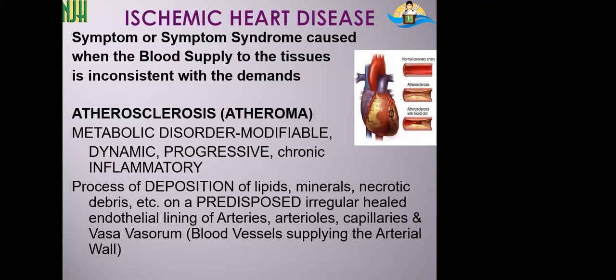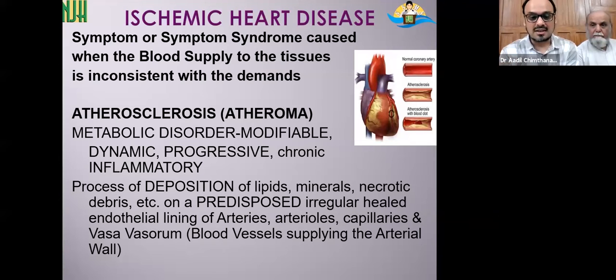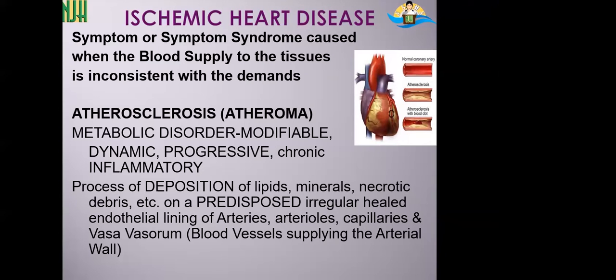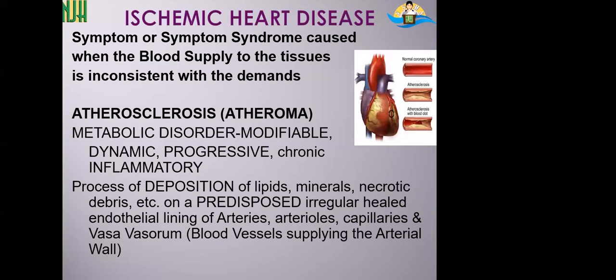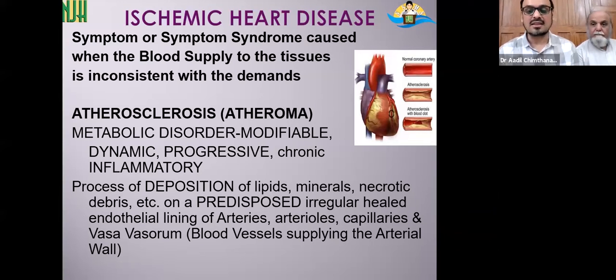Now vasa vasorum is, vasa means blood vessels. Vasorum is again a blood vessel. So a blood vessel supplying the blood vessel. So the aorta itself needs blood supply. Coronary arteries themselves need blood supply, I mean, the small muscles to survive. So if the vasa vasorums are blocked, then also you can have ischemic heart disease. The metabolic disorder, modifiable, dynamic, progressive, chronic inflammatory process of deposition of lipids, minerals, necrotic debris on a predisposed, irregularly healed endothelial lining of arteries, arterioles, capillaries, vasa vasorum is nothing but atherosclerosis.